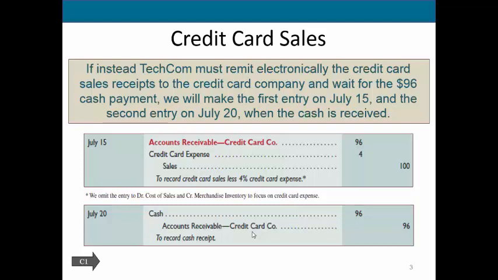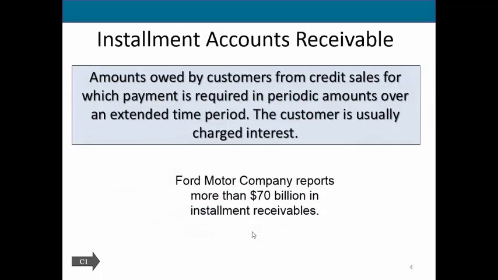Then we, as the business who made the sale, have made an agreement with the credit card company. That agreement is that the credit card company owes us the $96. Depending on whether we get that money immediately or with some type of delay, that will determine whether we get that cash today or whether we have an account receivable, which is simply a promise that the credit card company is going to pay us when we remit all of our receipts.